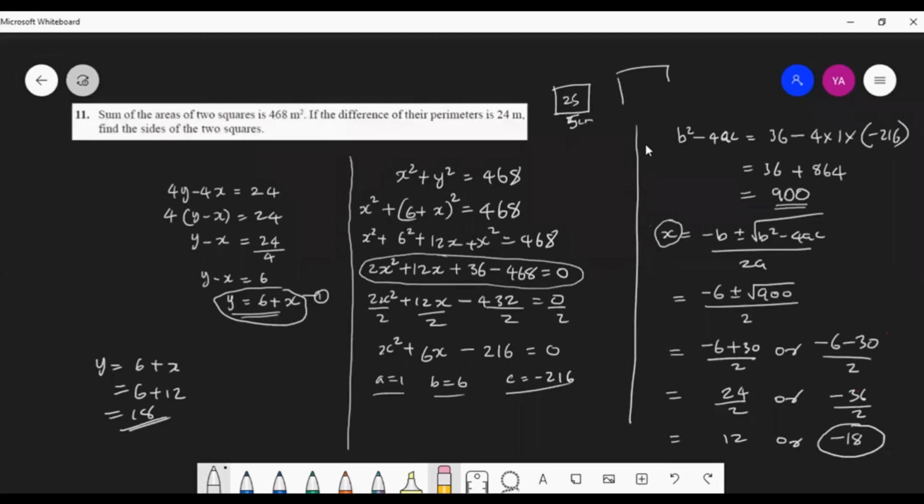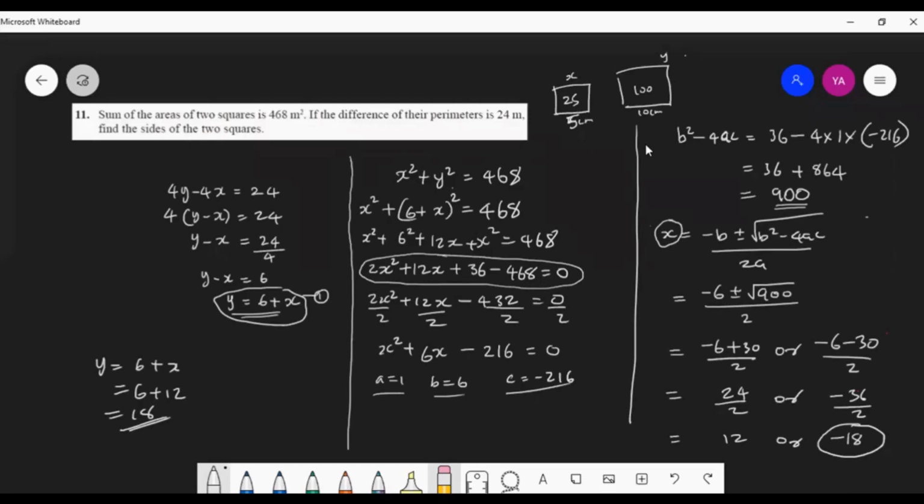If the side length is 10 cm, then the area will be 100 cm square. So similarly, we have chosen this side length x and the larger square side length y. So the sum of the areas of these two squares will be x square plus y square, that is 468, given. Then we substituted y is equal to 6 plus x, then we expanded, then we made it into the general form, then we divided the entire equation by 2, then we identified a, b and c, then we applied the quadratic formula.